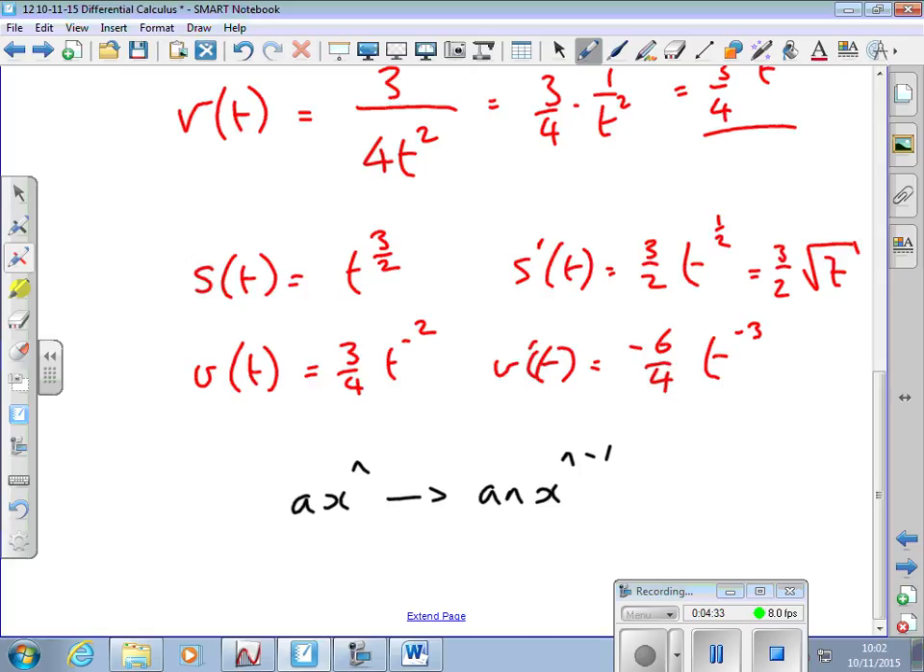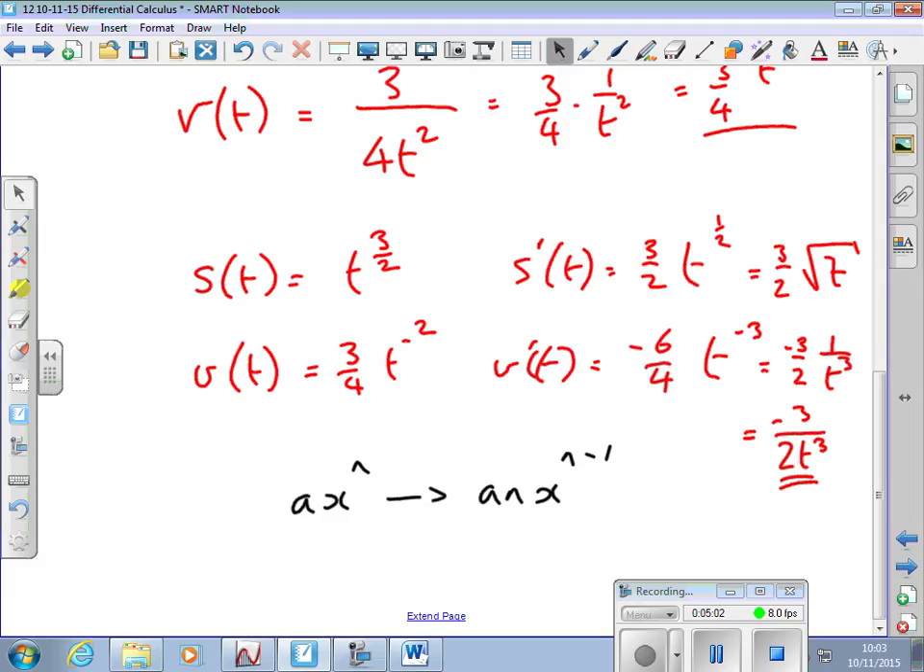I can tidy this up a bit, because 6 over 4 becomes 3 over 2, and t to the minus 3 becomes 1 over t cubed, so I can rewrite that as minus 3 over 2t cubed if I wanted to get it in the same form as the original function was in. But you know, this is just algebra, isn't it? So that's where it starts to get a bit awkward.